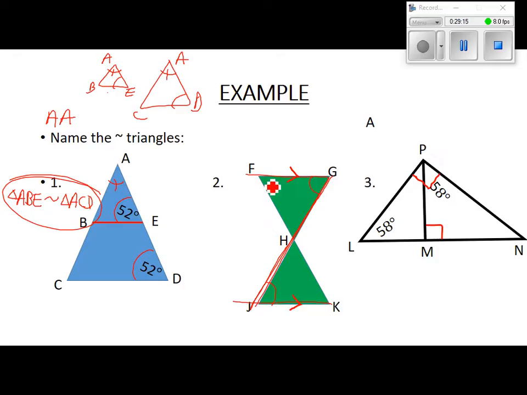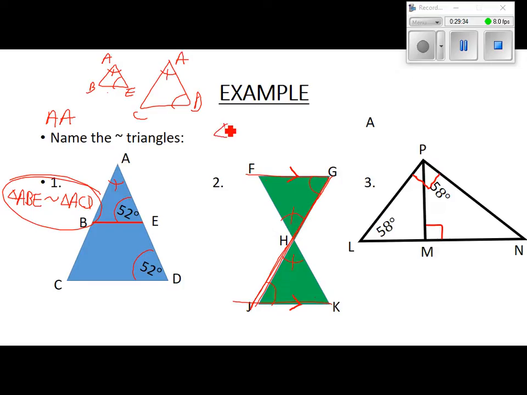Same thing here, right? What do we know about these two angles? Alternate interior also. I don't like those two angles though. What do we know about these two angles? Vertical angles are always congruent. Got a pair of angles, a pair of angles. Is that enough to say the two triangles are similar? Yeah. Now here's where you got to be careful.